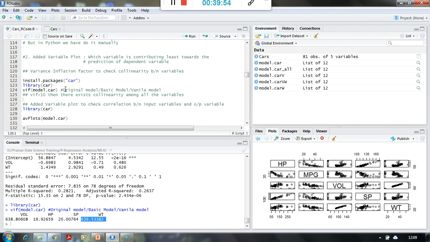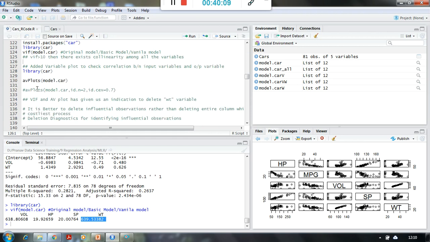So first of all, we have checked with the plotting of scatter plots between all the variables. Then we have checked it with the correlation matrix. After that, we have checked it with VIF values. And now we have almost confirmed that the most culprit in this particular example is weight. But then let us reconfirm it by plotting an AV plot. It is called the added variable plot. This is another way to check the correlation between input variables and output variables.